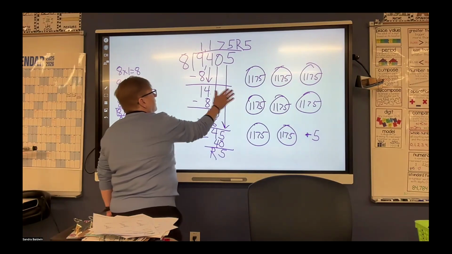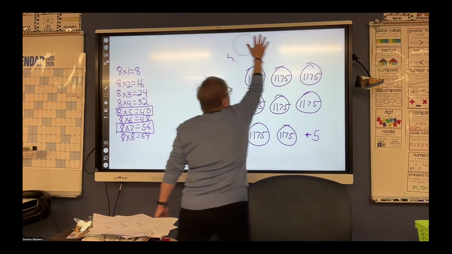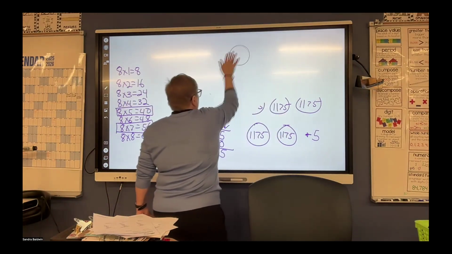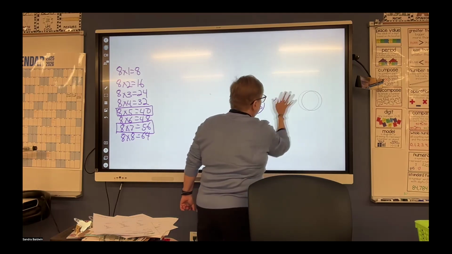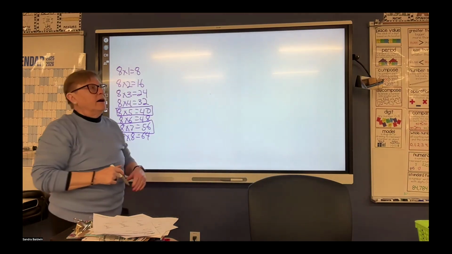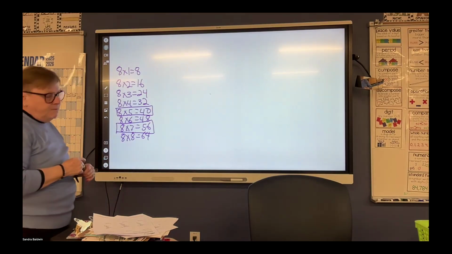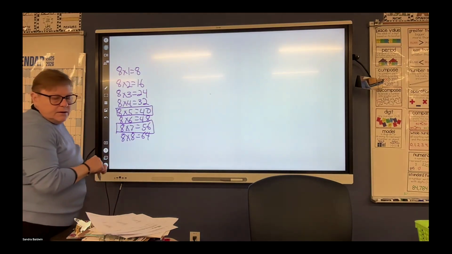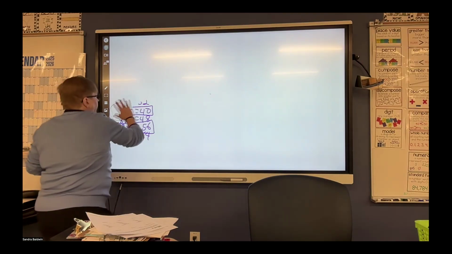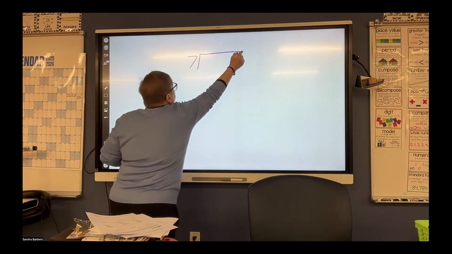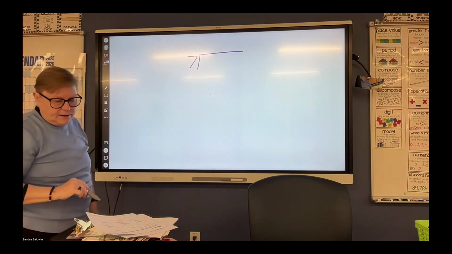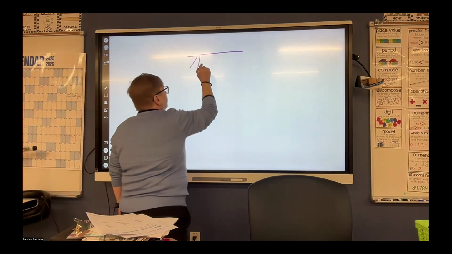Okay, so the next one that we're going to do together. Hopefully you're finding this little change that we made is making it easier for you. Number 6, our divisor is 7. Our dividend is 3,122.